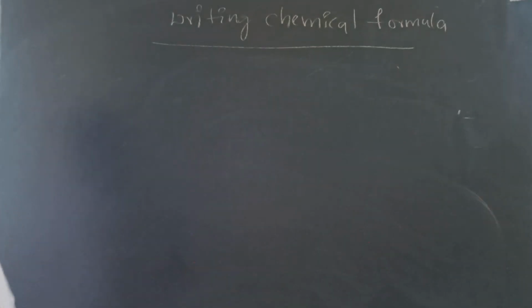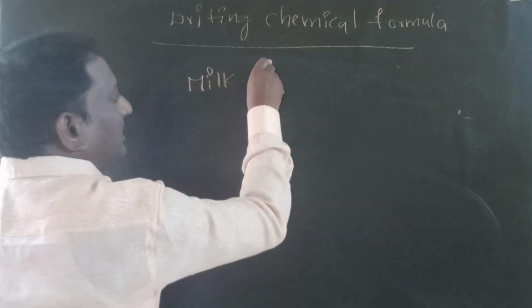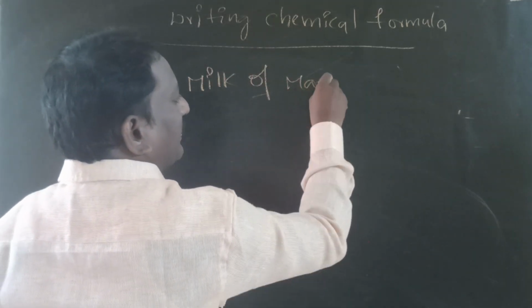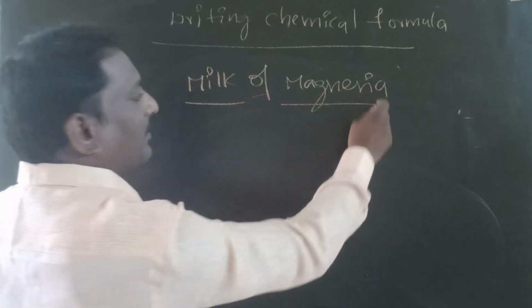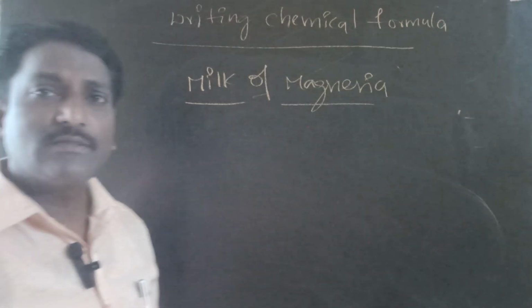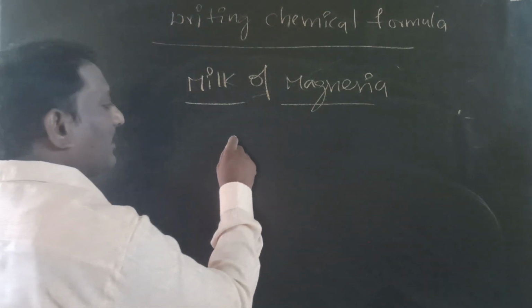Now let us move on to the next one. Next example is milk of magnesia. Milk of magnesia is a common name. The chemical name is magnesium hydroxide. Very good. Magnesium hydroxide.